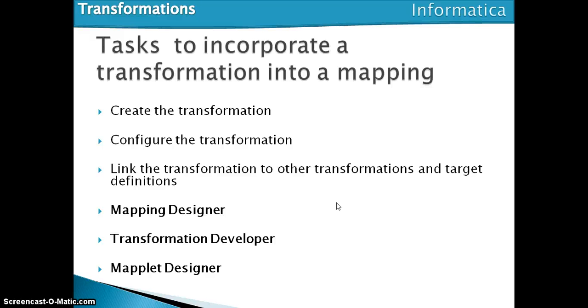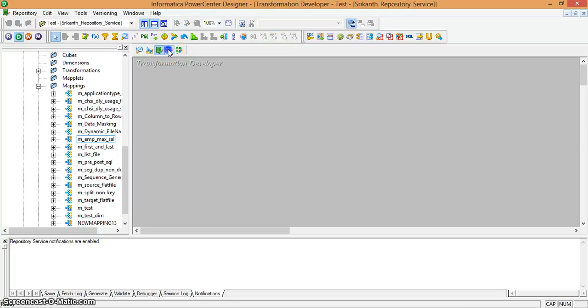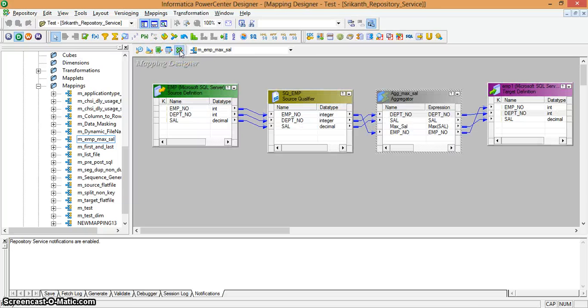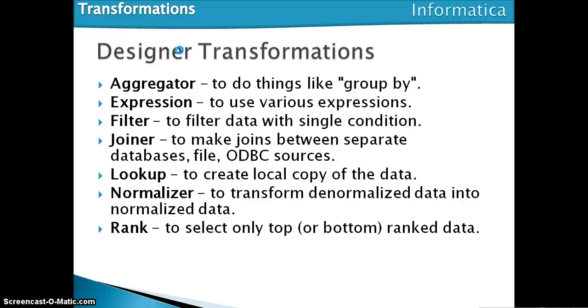And here we have mapping designer, transformation developer and mapplet designer. As we discussed, just now we discussed these three pane functionalities. And in Informatica Designer we have these transformations. Here I will go through them one by one crisply.